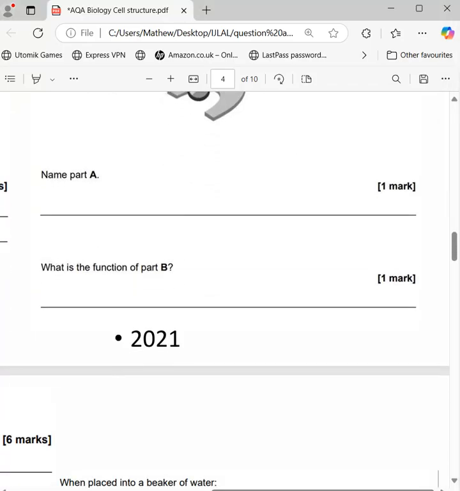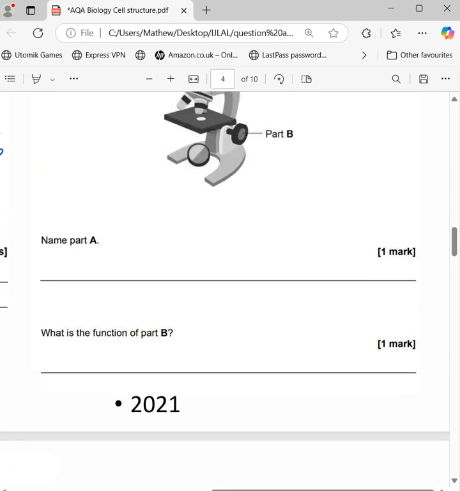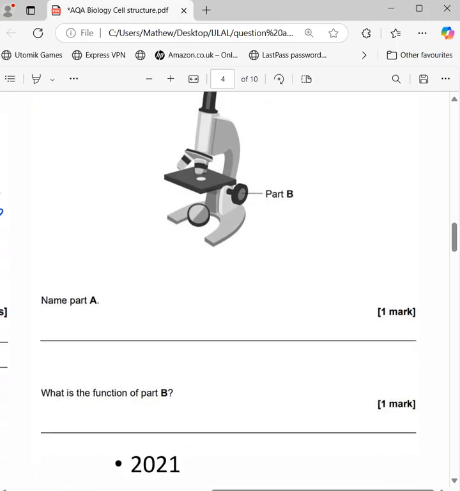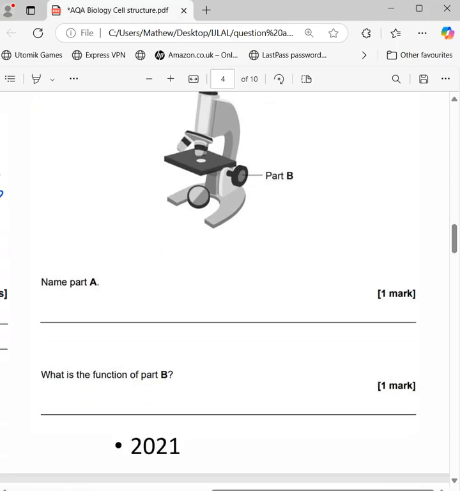Then what is the function of part A? Part A allows movement of the sample slowly up and down to focus on the image. So sample slowly up and down so you can focus on the image. That's the function of part B. So it helps to move this stage up and down, so it allows you to focus on the sample on the image, so you'll be able to see it clearly.